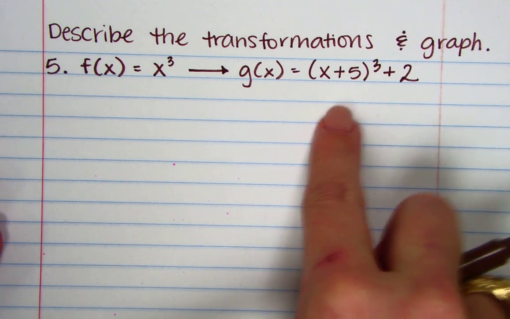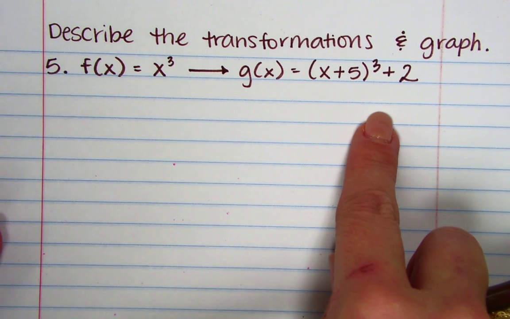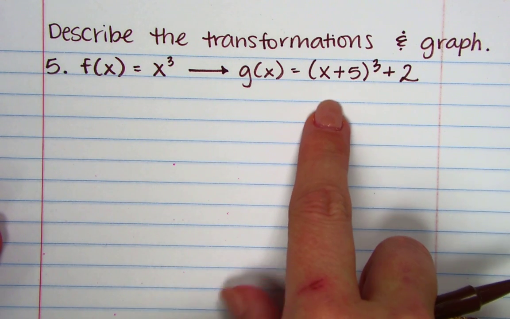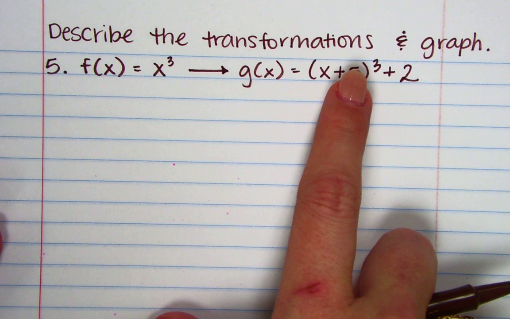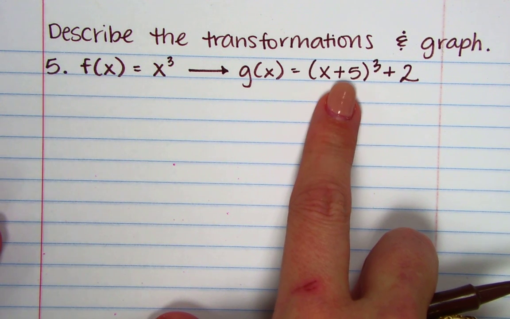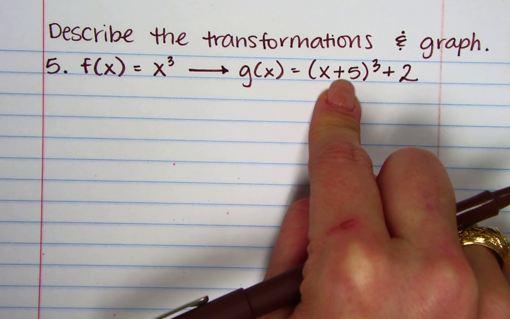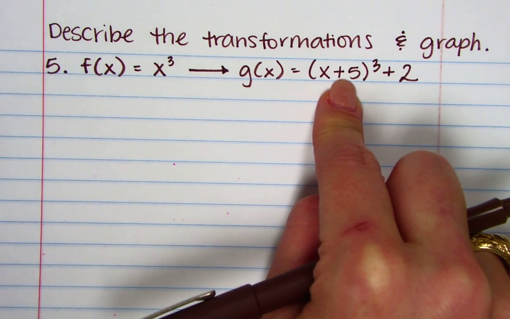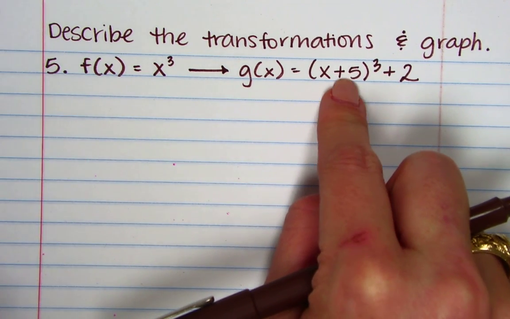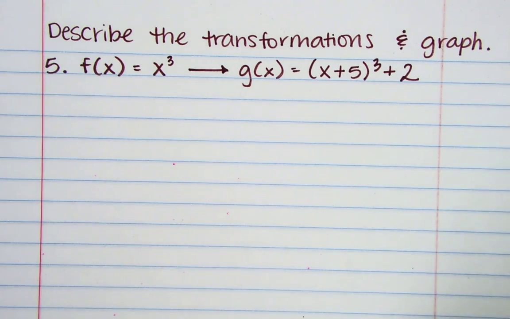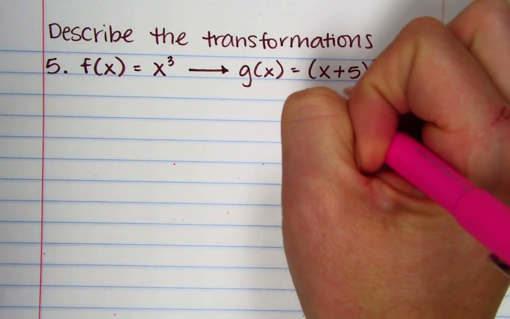Who can tell me what at least one of these transformations is? 5 to the left, and up 2. Good. The left and right is a little bit weird because you think that plus would be right. But if you remember way back to vertex form, it's a minus, so it flips the sign, which makes it go the opposite direction you would expect. But yes, this will be left 5.